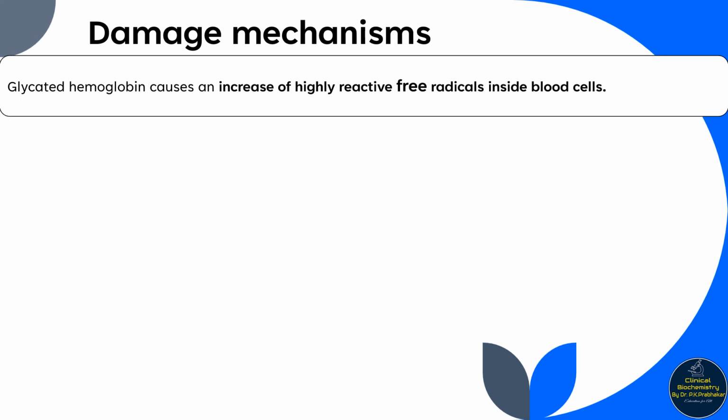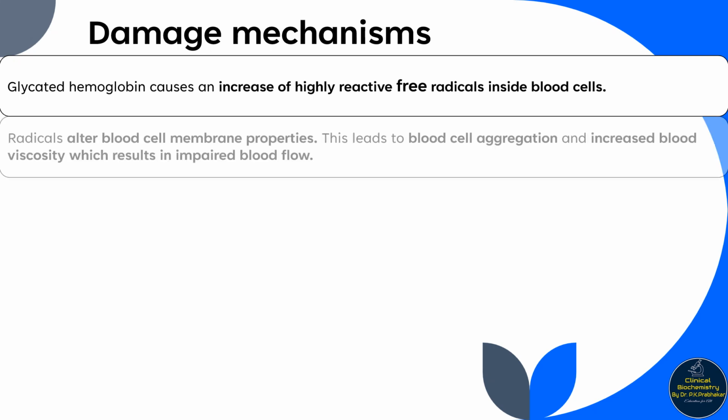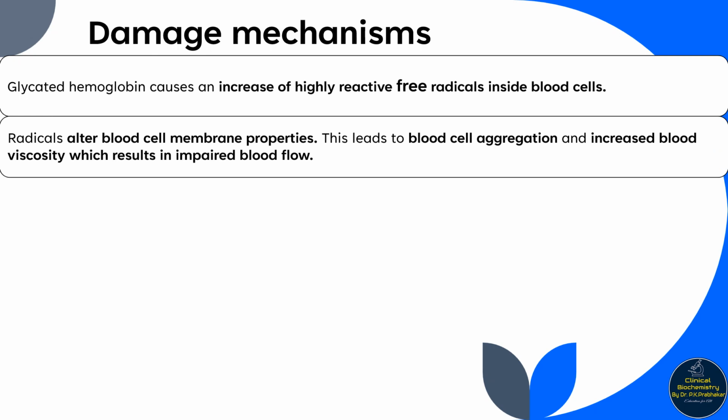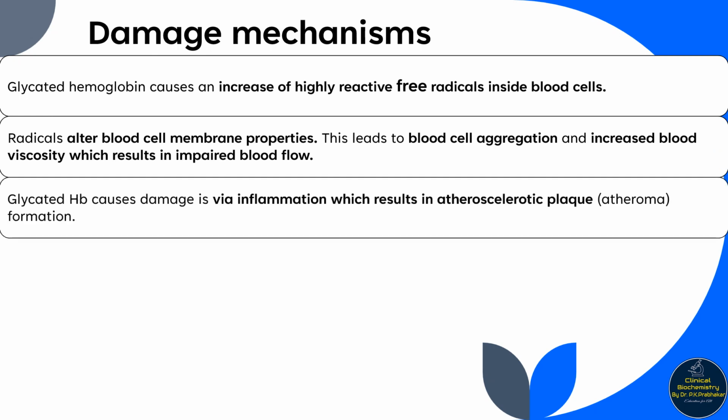Glycosylated hemoglobin causes an increase of highly reactive free radicals inside the blood cells. Radicals normally alter the blood cell membrane properties. This leads to blood cell aggregation and increased clumping, where clot formation will occur, increasing blood viscosity, which results in impaired blood flow. Glycated hemoglobin also causes damage through inflammation, which results in atherosclerotic plaque or atheroma formation inside the blood capillaries.